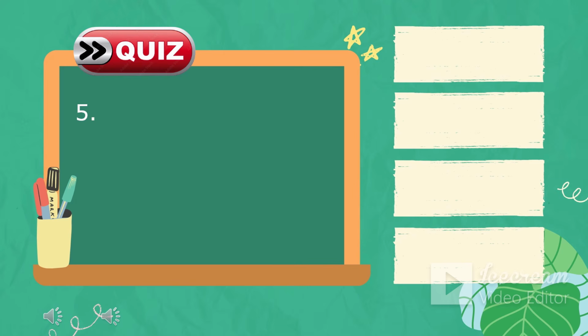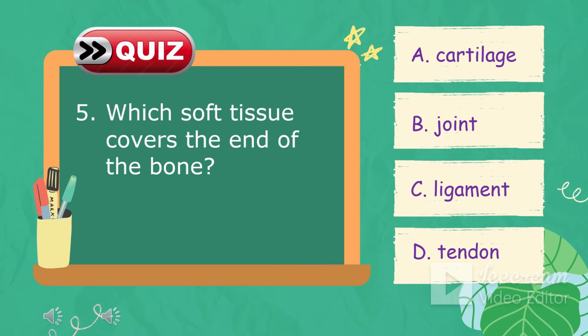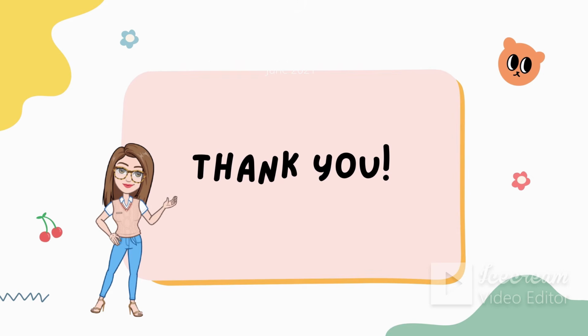Number 5. Which soft tissue covers the end of the bone? A. Cartilage. B. Joint. C. Ligament. D. Tendon. The correct answer is letter A. Cartilage. Wow! You did a good job today.